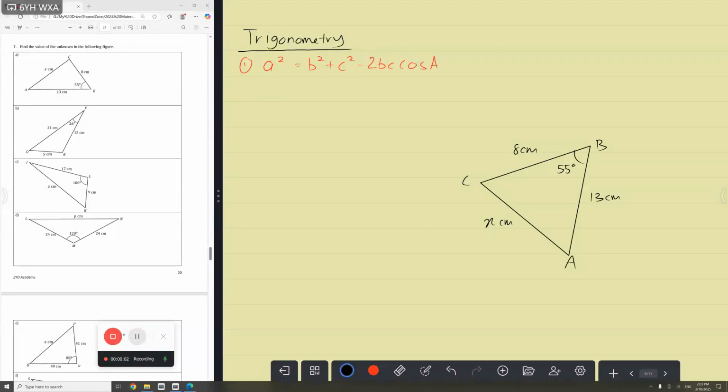Hello everyone, welcome back to our tutorial on trigonometry, and this video is going to show you the cosine rule. This is going to show you how to find the unknown length in a triangle using the cosine rule.